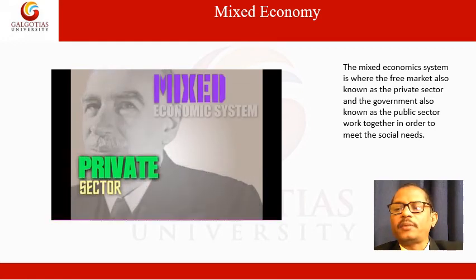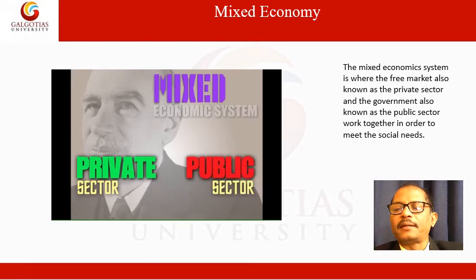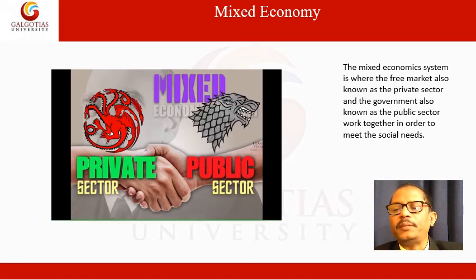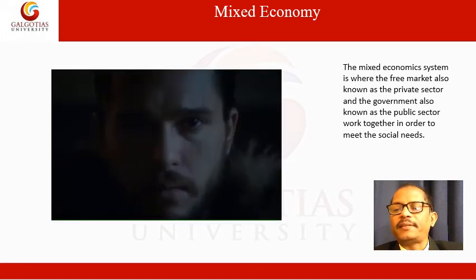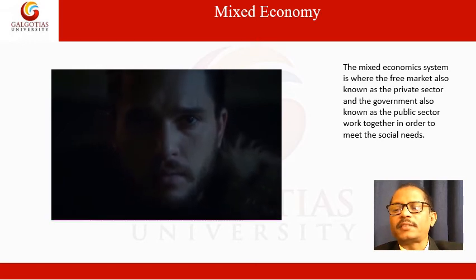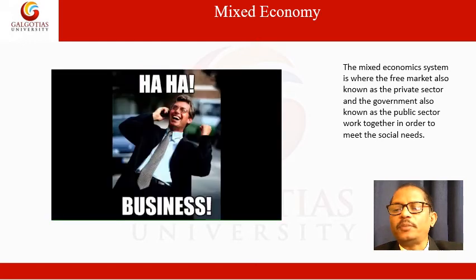The mixed economic system is where the free market, also known as the private sector, and the government, also known as the public sector, work together in order to meet the social needs. If the private sector was the House of Targaryen and the public sector was the House of Stark, then the mixed economy would be Jon Snow. Here is how it works.